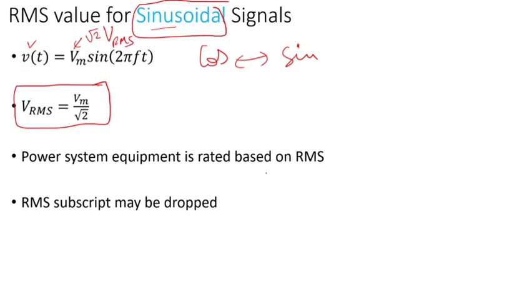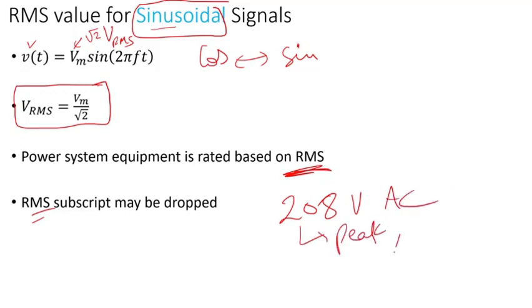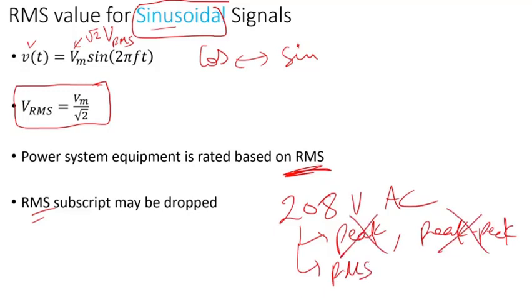Power system equipment rating is based on RMS. People never talk about peak, or sometimes the RMS subscript might be dropped. So someone will say 208 volt AC. Someone might ask, well, is that peak? Is it peak to peak? Or is it RMS? Peak to peak and peak do not apply, so it's implied it's RMS.